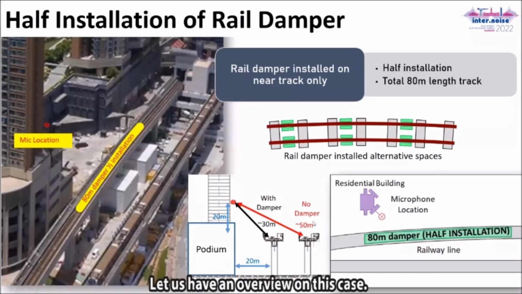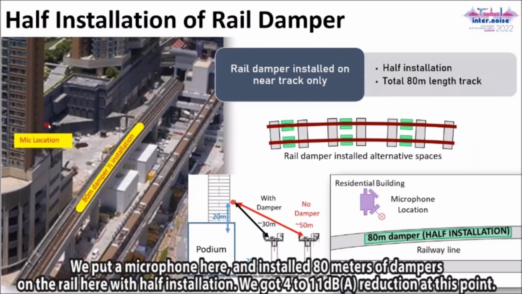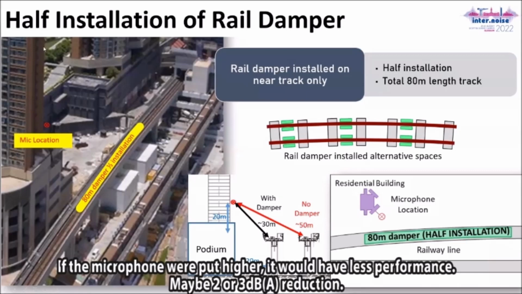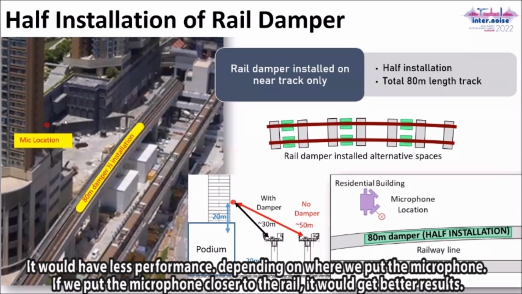Okay, let us have an overview of this case. We put a microphone here, and we install 80 meters of track with half installation of whale damper. We got 4 to 11 dB noise reduction at this point. If the microphone is at higher locations, the performance would be less, maybe 2 dB or 3 dB. It would depend on where we put the microphone. If we put the microphone closer to the whale, it would get a better result.